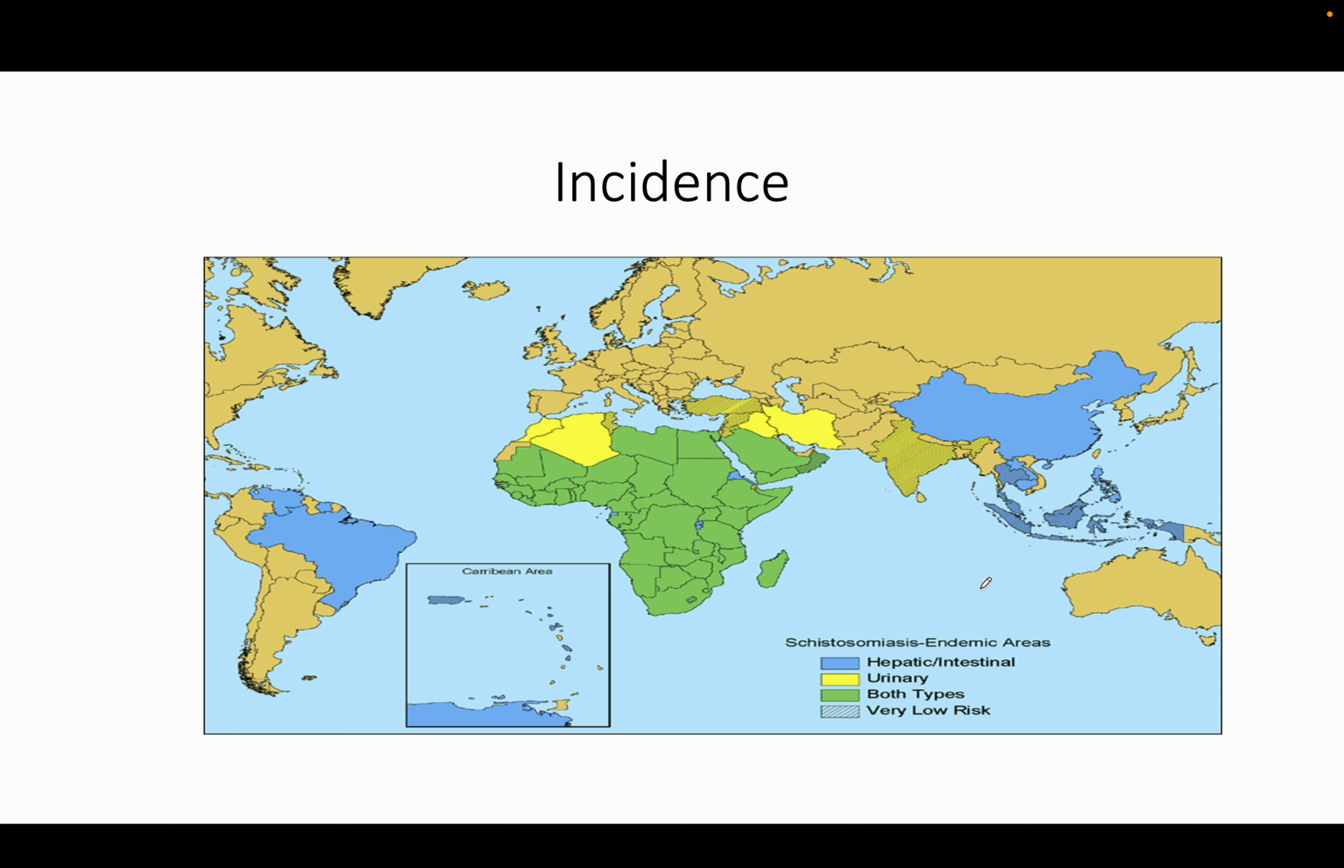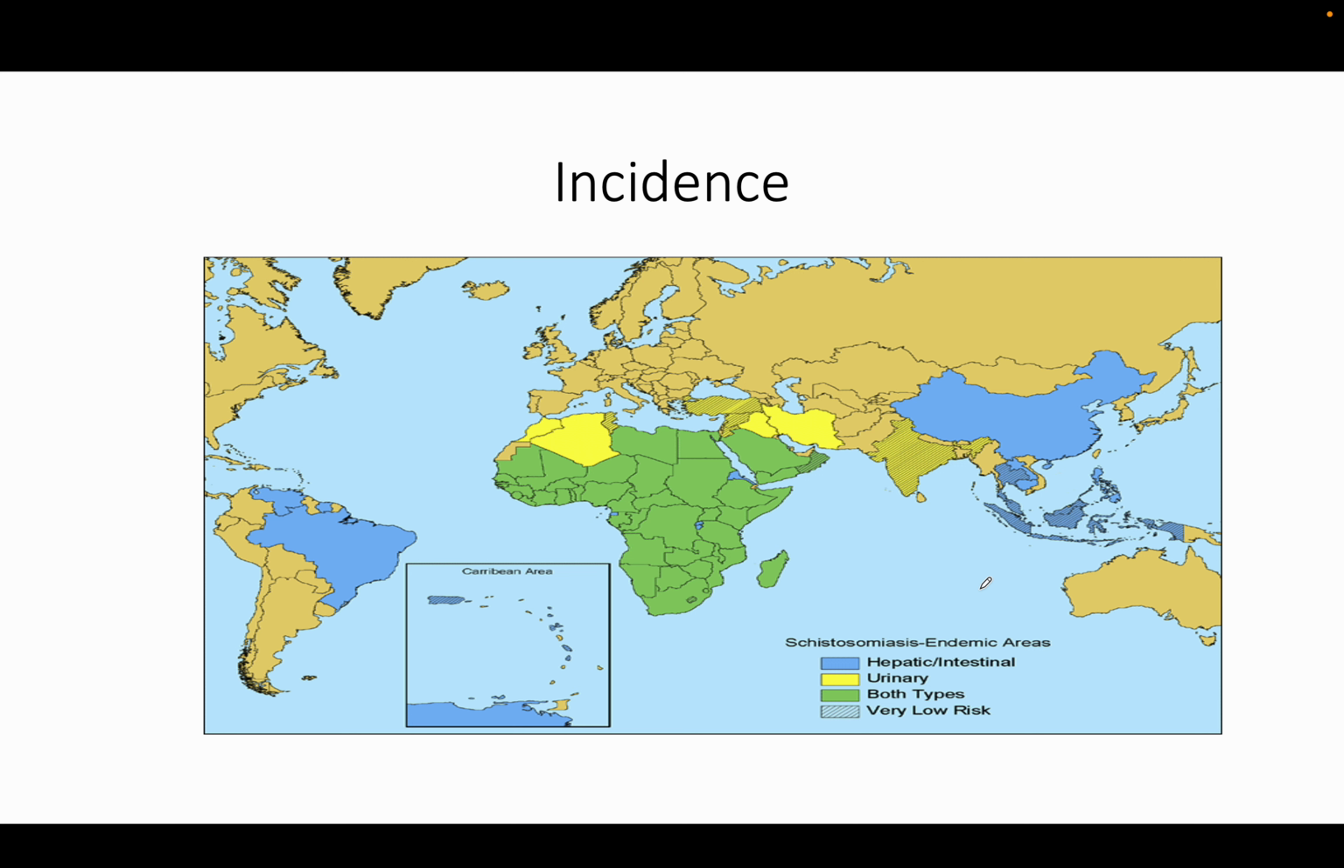As for the incidence of schistosomiasis, the endemic areas are highlighted in blue. In our country, the Philippines, as well as some parts of Southeast Asia, hepatic and intestinal schistosomiasis can be well seen. In African countries, you can see areas where both types are very endemic, as well as urinary schistosomiasis.